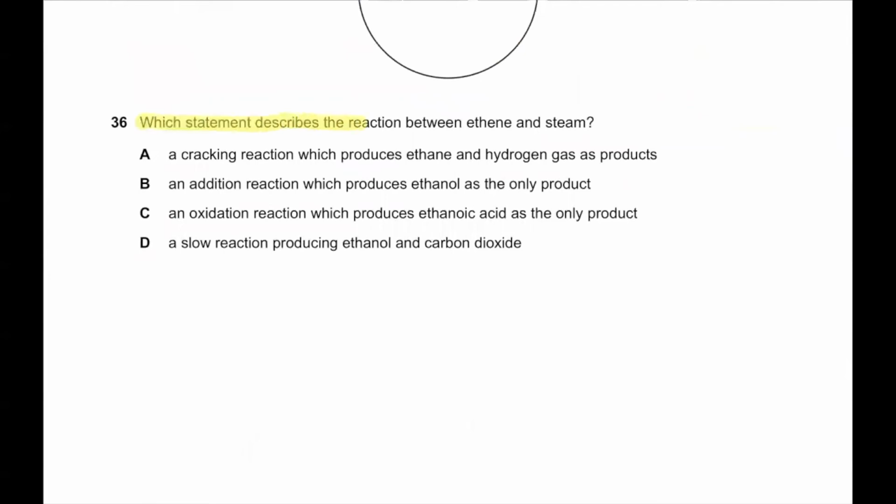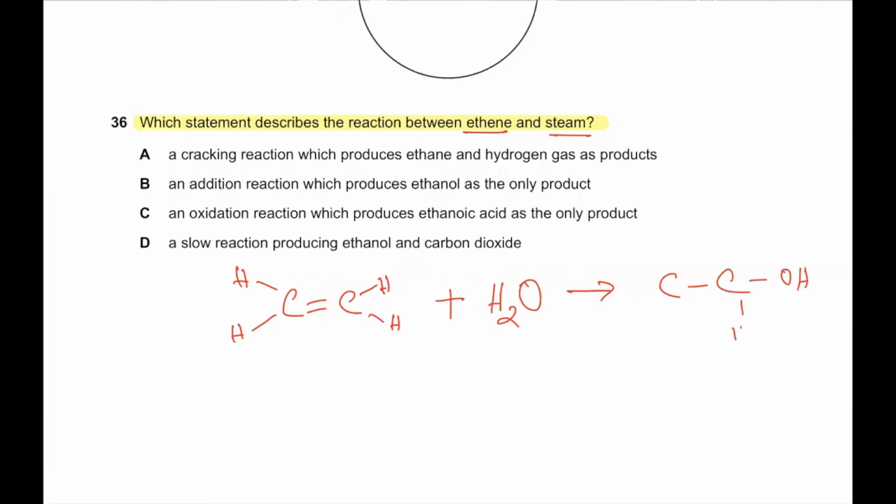Which statement describes the reaction between ethene and steam? Now, a cracking reaction. So, reaction between ethene and steam, guys. This particular reaction is a classic reaction known in the industry as hydration of ethene. Ethene gets reacted with H2O, and that results in the production of alcohol, ethanol, ethyl alcohol. And this ethanol is very good for use in the medicine industry. Hospitals require a lot of alcohol for disinfecting things, so definitely it's a perfect use.